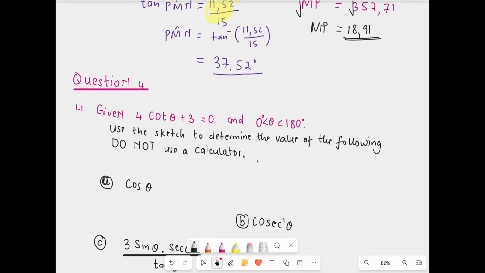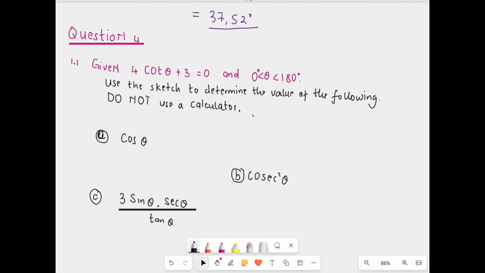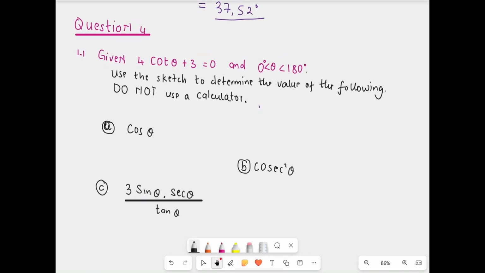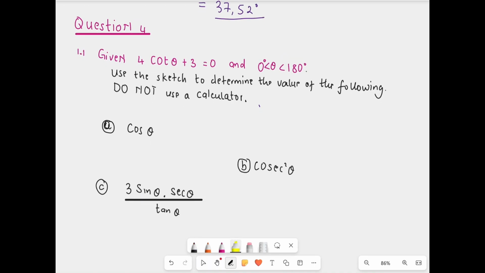Let's move to the next question. Question 4. Question 4, we are given 4 cot of angle theta plus 3 is equal to 0. We are told that theta must be an angle from 0 to 180. So use the sketch to determine the value of the following. Do not use a calculator.